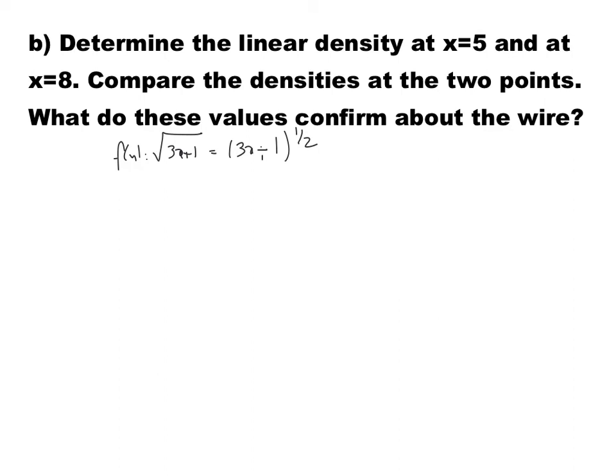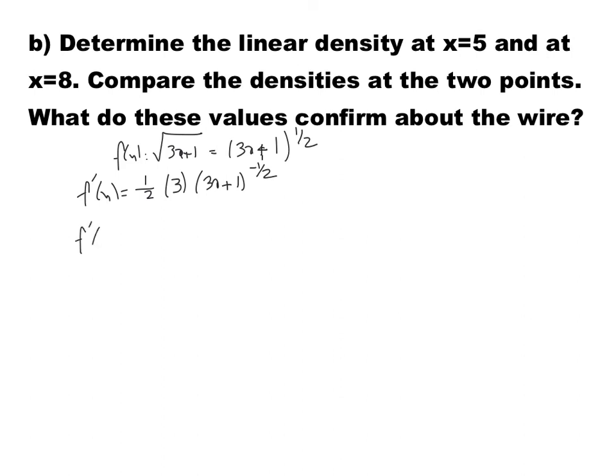The next question says, determine the linear density at x equal to 5 and at x equal to 8. Compare the densities at the two points, and what do these values confirm about the wire? f of x is square root of 3x plus 1, or 3x plus 1 exponent 1 over 2. So f prime of x is 1 over 2 times 3, because the derivative of 3x plus 1 is 3, times 3x plus 1 exponent negative 1 over 2.